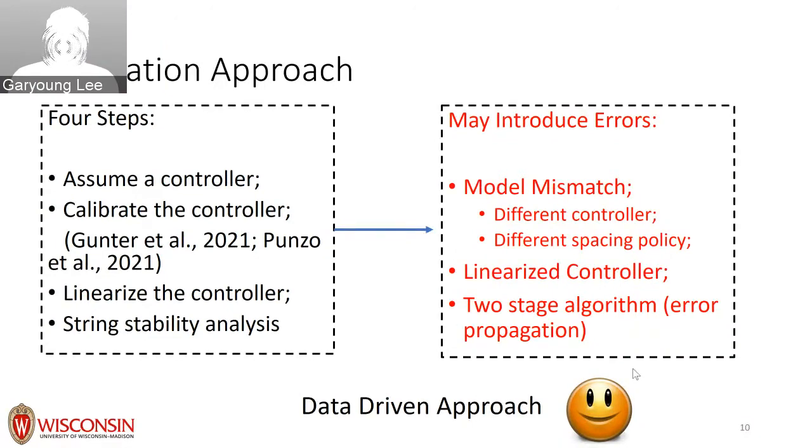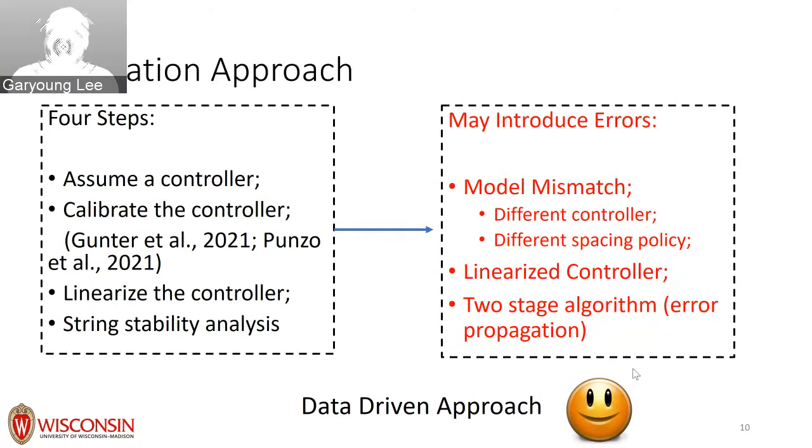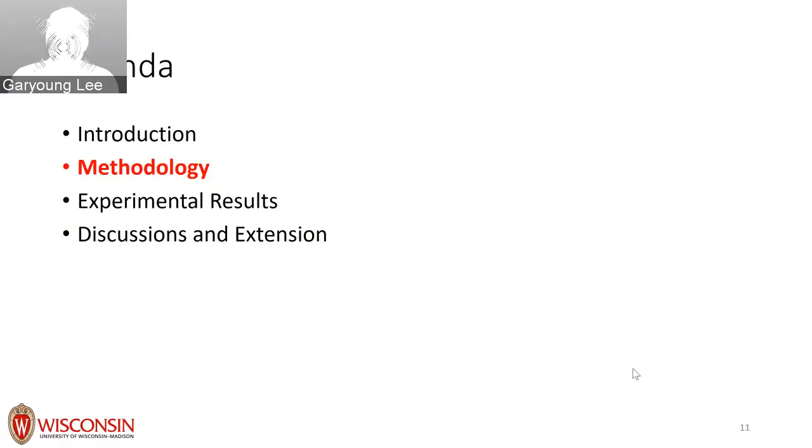And also, we need to linearize these controllers, or they only fit analytical or linearized controllers. These two-stage algorithms may also introduce some error propagation, because during the calibrations you may have some errors inside, while for the stabilities you can also introduce some errors. So that's why, rather than a model-based approach, the calibrated controller-based approach, this research aims to seek a data-driven approach, which is more direct to answer the questions that I mentioned above. So let's come to the methodology.